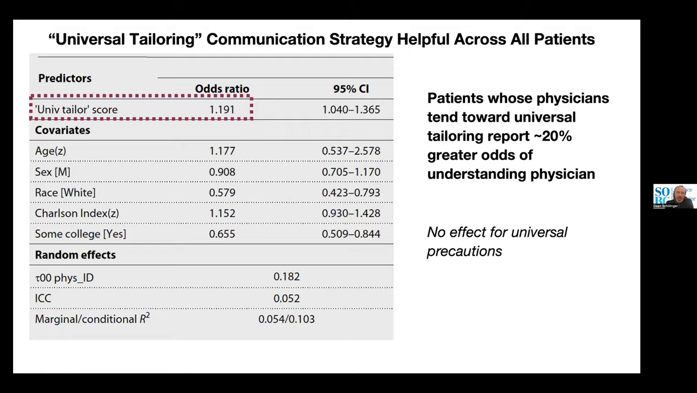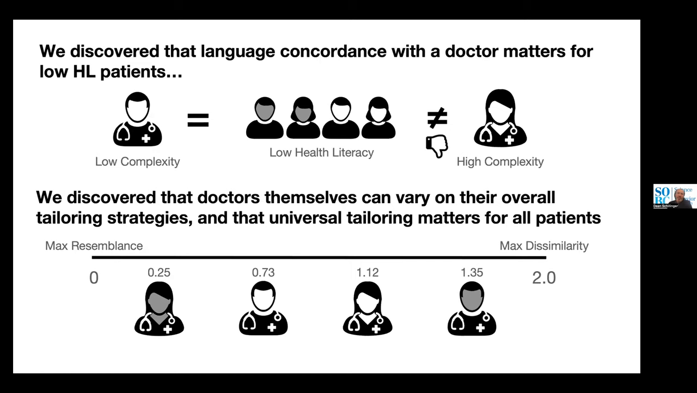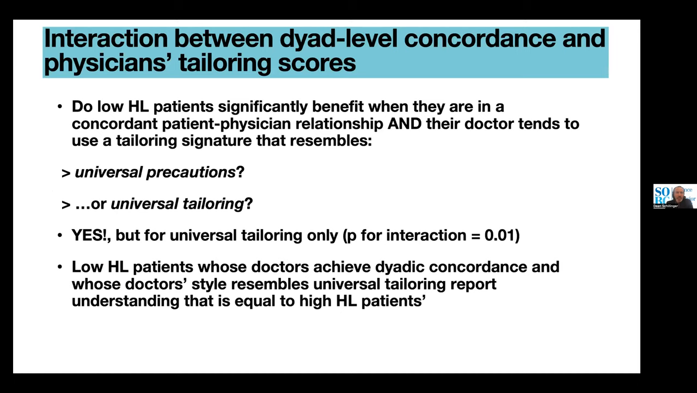Lastly, we were interested in, is there a synergistic effect? We discovered that linguistic concordance, as I showed earlier, with a doctor mattered for low health literacy patients. We discovered that doctors themselves can vary on their overall strategies and that universal tailoring matters for all patients. But what if you combine the two? We found a statistically significant interaction between dyad level concordance and physicians' tailoring scores. Patients with limited health literacy significantly benefited when they are in a concordant patient-physician relationship and their doctor tends to use a tailoring signature that resembles, you guessed it, universal tailoring. Patients whose physician matches their language complexity and does so across all of their patients had the best outcomes.